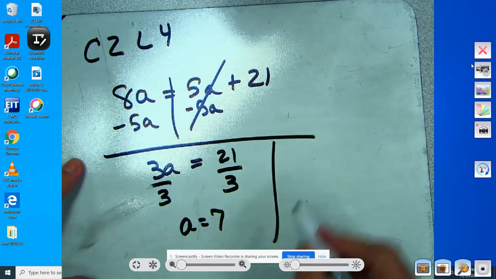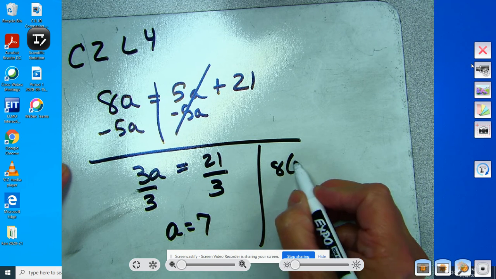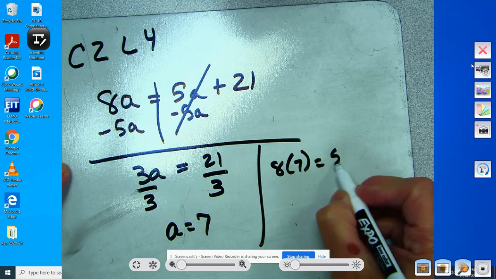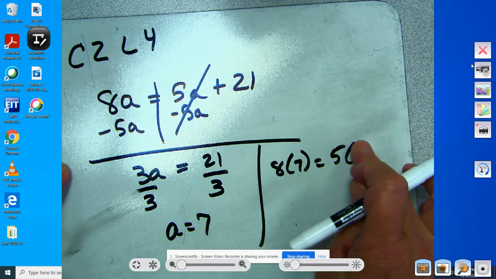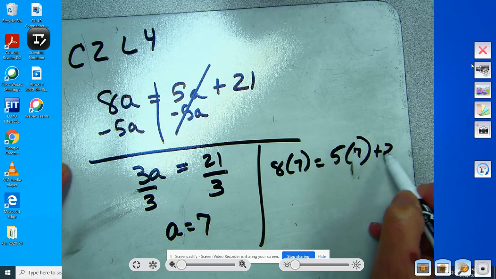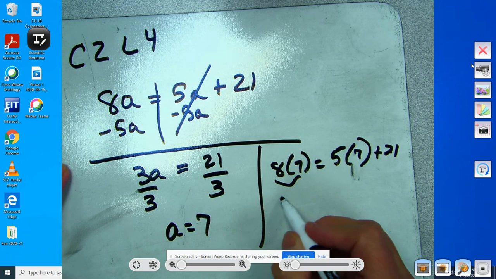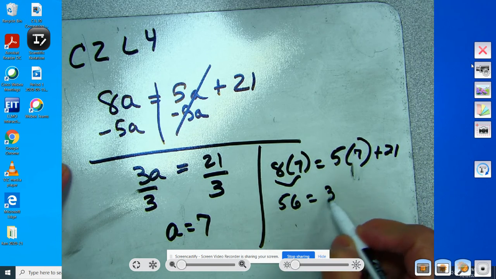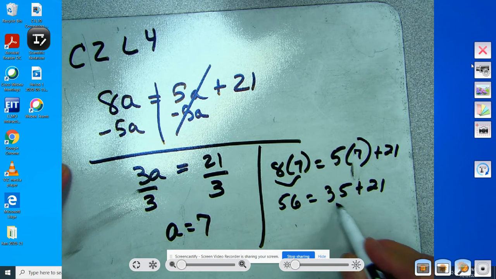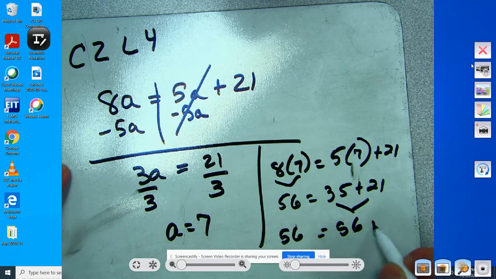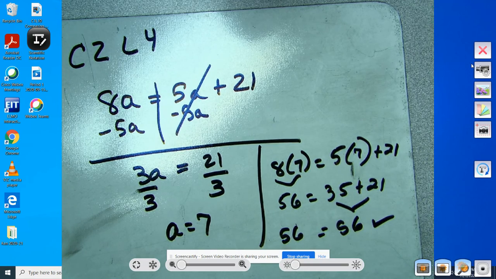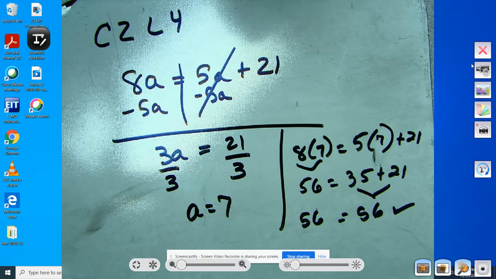So if we went back to our original problem, 8a equals 5a plus 21. You would have 56 equals 35 plus 21. 35 plus 21 is 56, and 56 equals 56. Our answer works, it checks. It works in both sides. So this is how we do it. You've got to get it down to the point where you have a variable equals a constant.